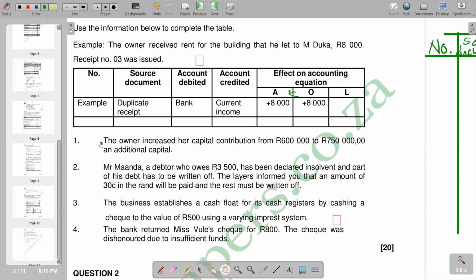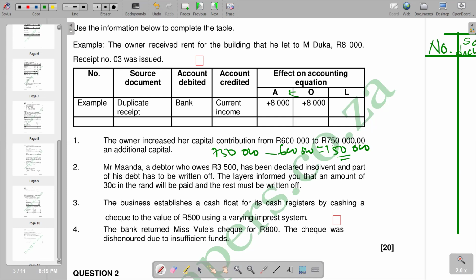On our first transaction, which is one, the owner increased the capital contribution from 600,000 rands to 750,000 rands as an additional capital. So we need to see by how much the capital was increased. Obviously, we subtract between the two: 750,000 minus 600,000, where we are going to get 150,000. So obviously this 150,000 is the one that we are going to effect for the double entry.